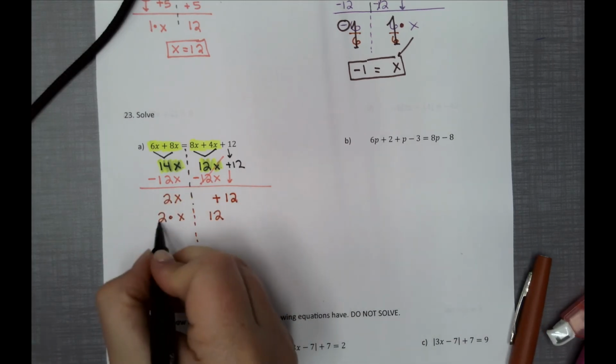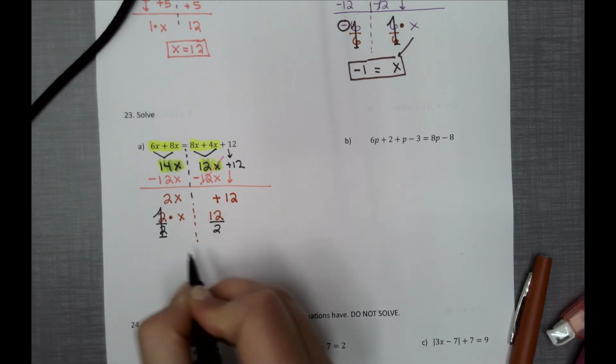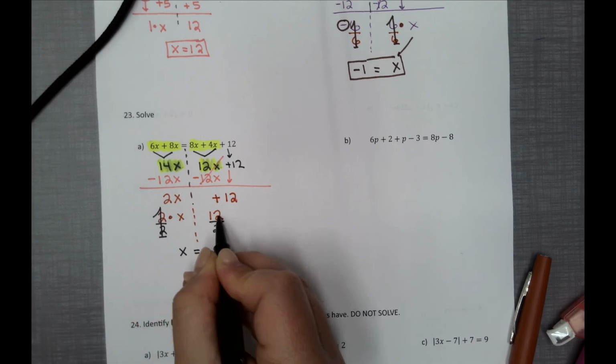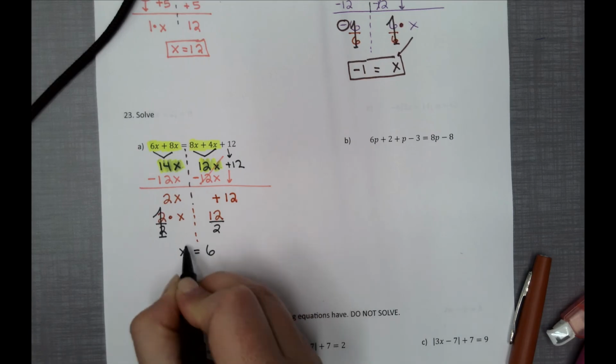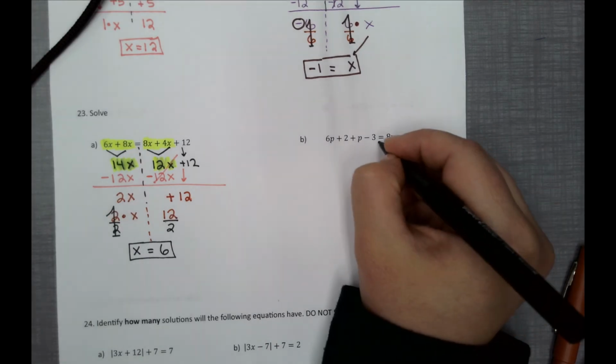Moving on to dividing by 2. Dividing by 2. Again, our goal is to remove that 2. Positive 12 divided by 2 is a positive 6. Next up, dotted line.